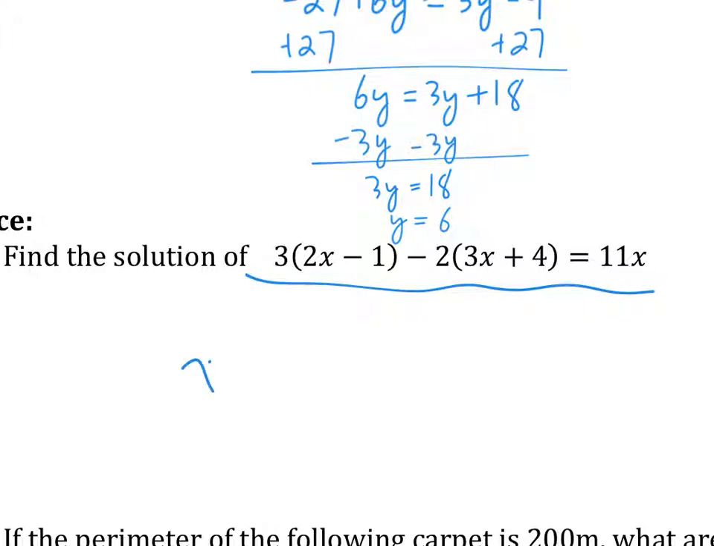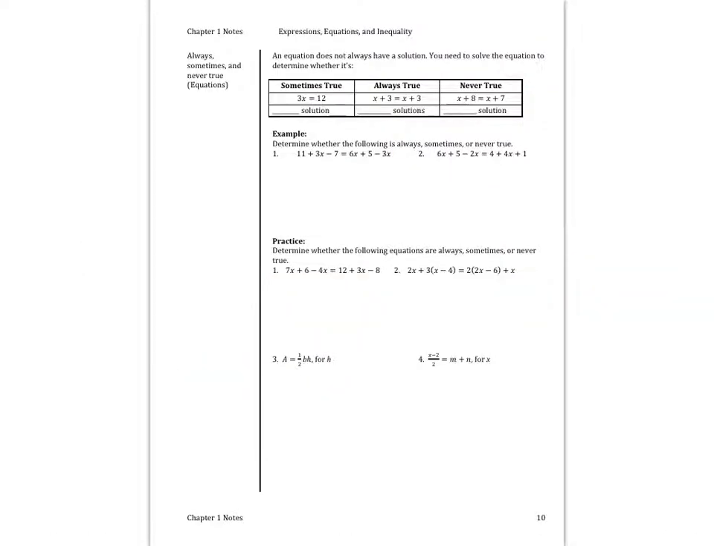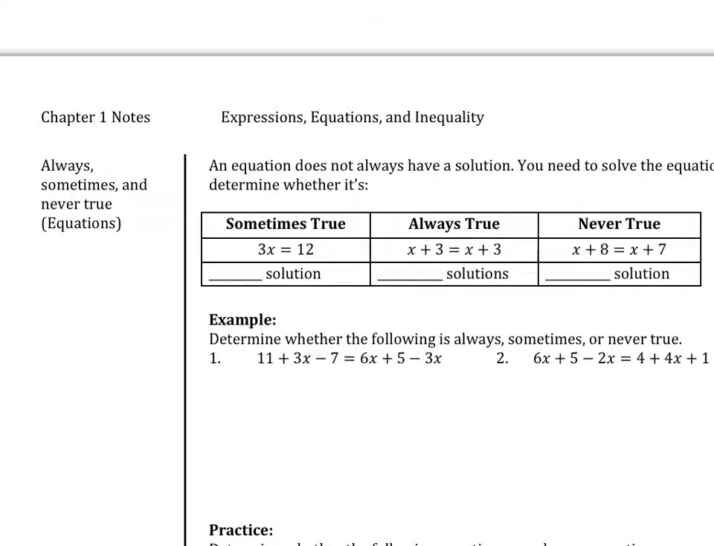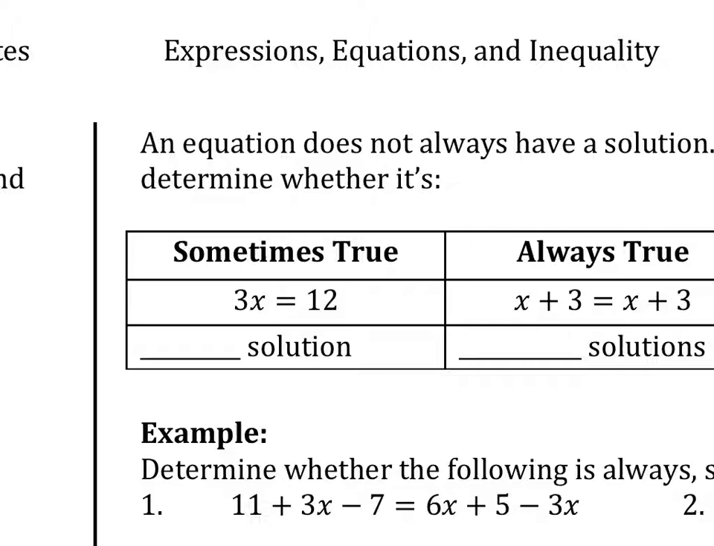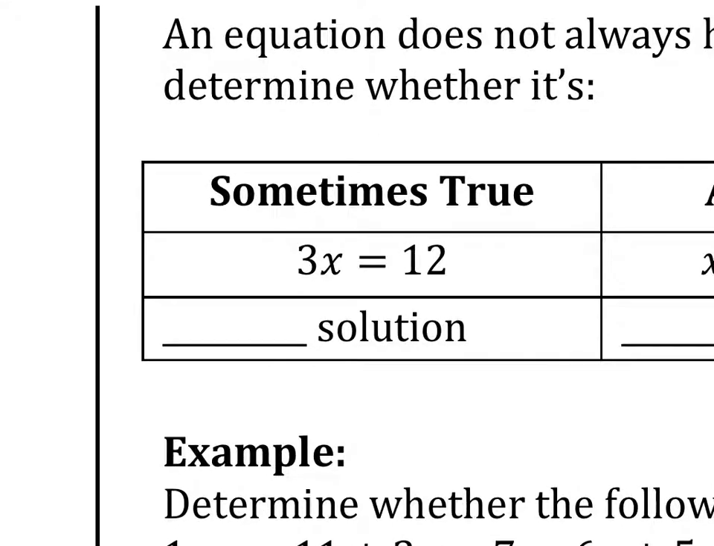The answer is x equals negative 1. Okay? Next, because we're a little bit out of time, I'm going to go a little bit quicker. When we are looking at sometimes, always, never true, how do you tell what to pick?